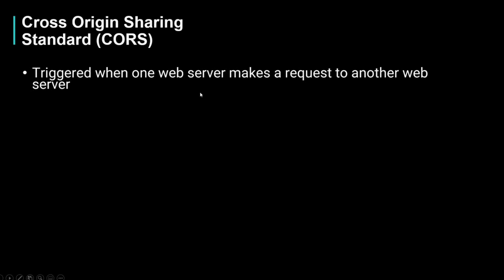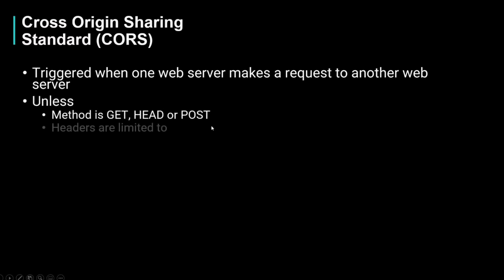It's triggered when one web server makes a request to another web server. And by web server, it can mean the domain is different, the subdomain is different, or even that the port is different. When I show you the demo here, you're going to see that the PowerServer web API code is running on localhost 5000. My React Native app is running in a web server that's also on localhost, just on a different port. But that triggers the cross-origin sharing standard. And it has a number of implications.